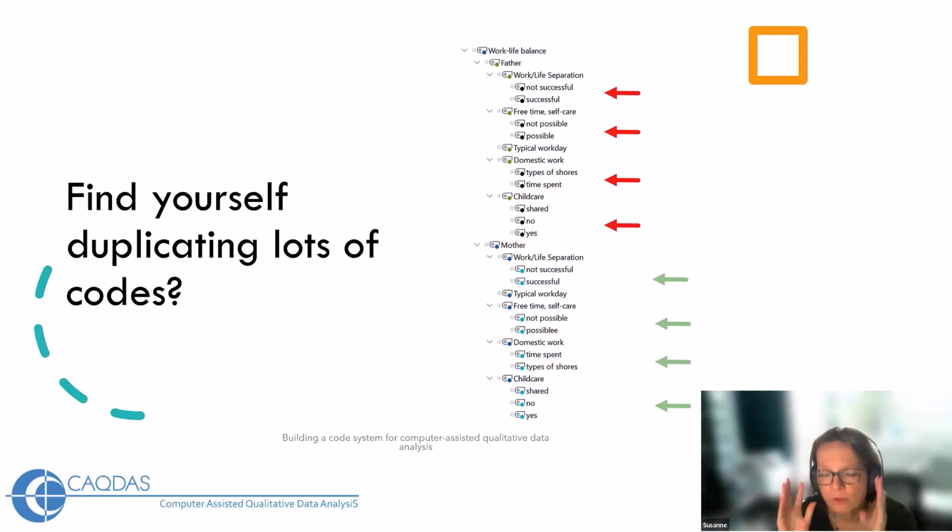For now, I only want you to reflect: have I done something like this before? Have I started to duplicate? If you use software like MAXQDA, and I think also NVivo, you can just copy subcode trees and put them somewhere else, which actually facilitates this wrong, or inefficient, way of working.